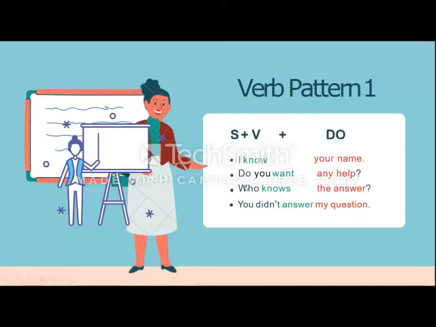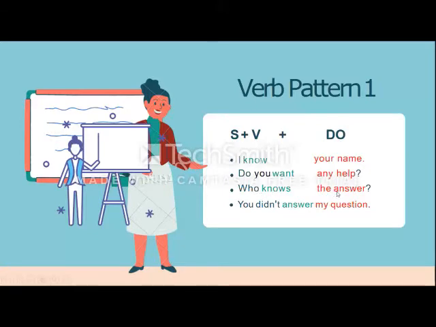Here we have some examples with the pattern subject, verb, and direct object. The first example, I know your name. I is the subject, know is the verb, your name is the direct object. And then another example is a question. Do you want any help? Do is an auxiliary, something that helps the verb in a question or in a negative sentence. You is the subject, want is the verb, and then any help is the direct object.